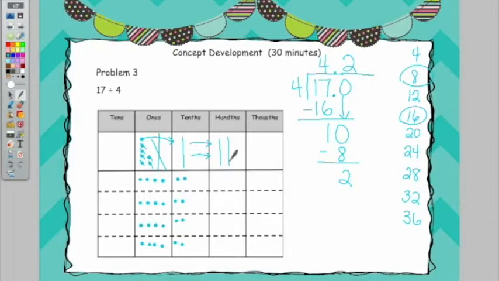So how many hundredths do I have? 2. No, I don't. 10, 20. How many? 20. How do I show 20 hundredths on my standard algorithm? 0 to the end.